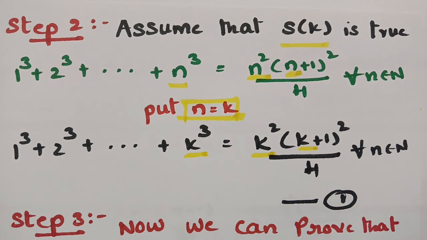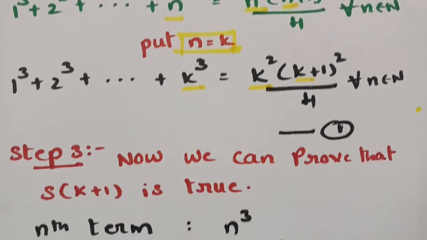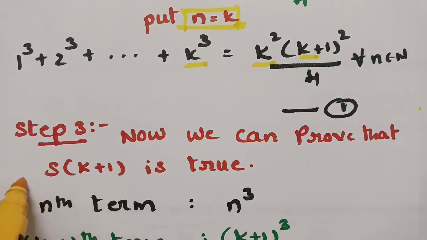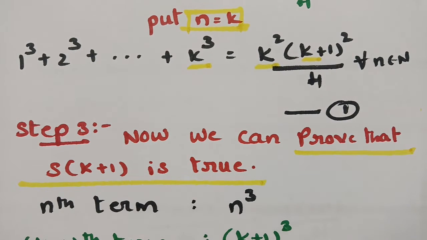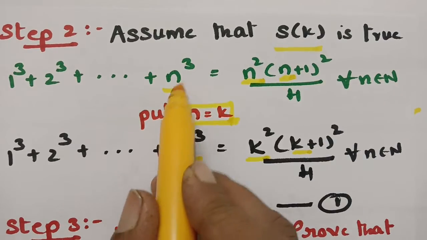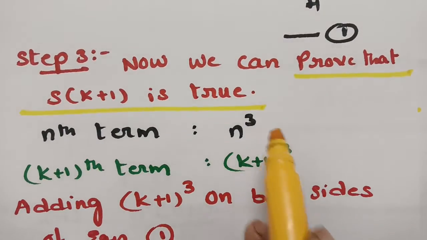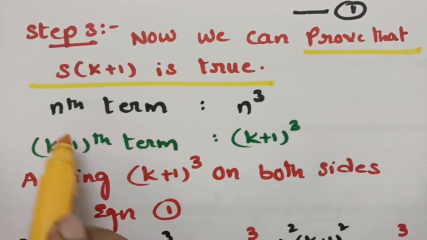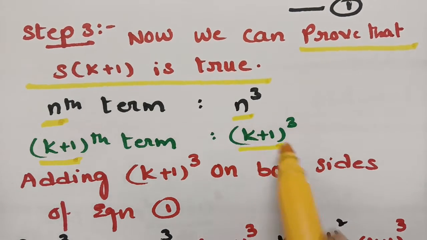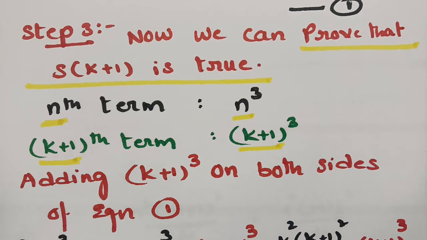Clear? The first step, we check whether it is true for n equal to 1 in the LHS and RHS. The next step, we consider it is true for n equal to k. And then the third step, we have to prove that S of k plus 1 is true. In order to prove that, we consider the nth term. What is the nth term here? n cube. Now the (k plus 1)th term will be, in place of n, we keep k plus 1, so this will be (k plus 1) whole cube.